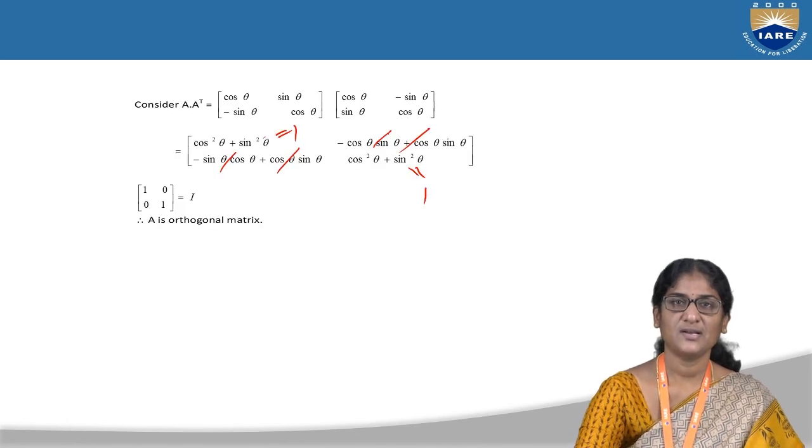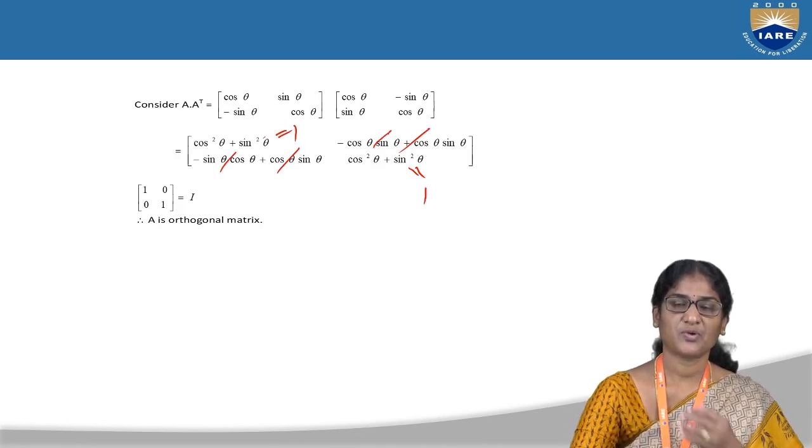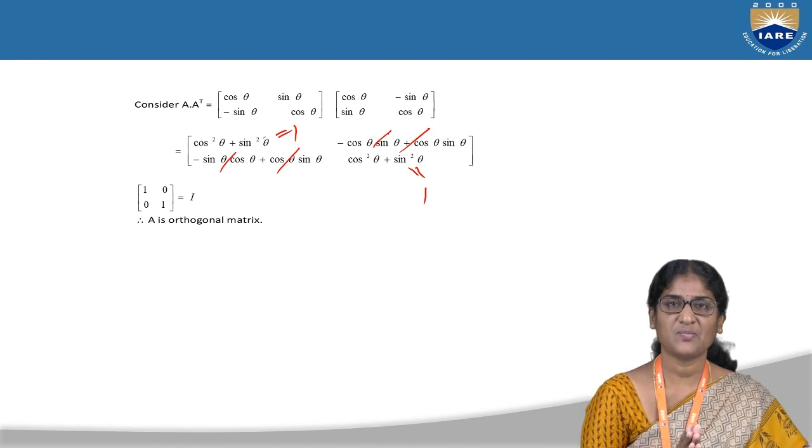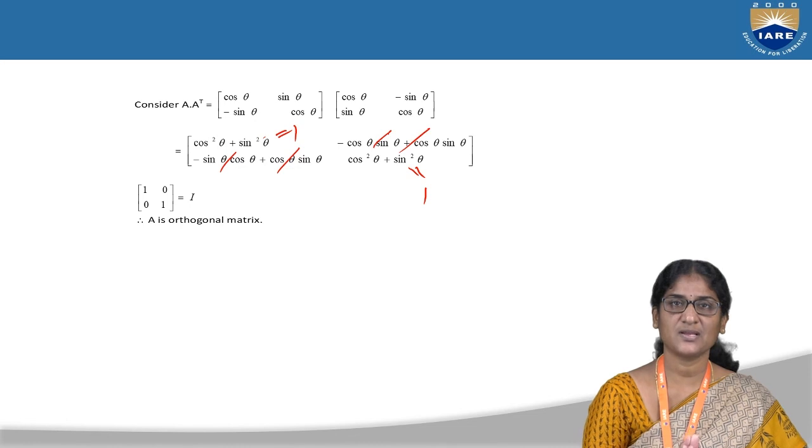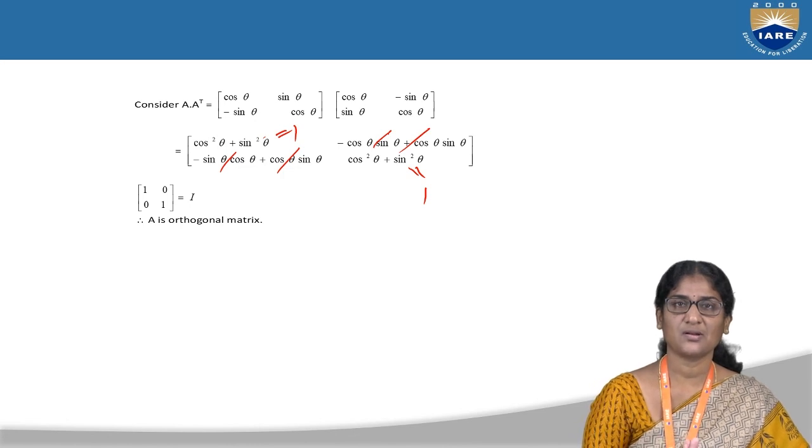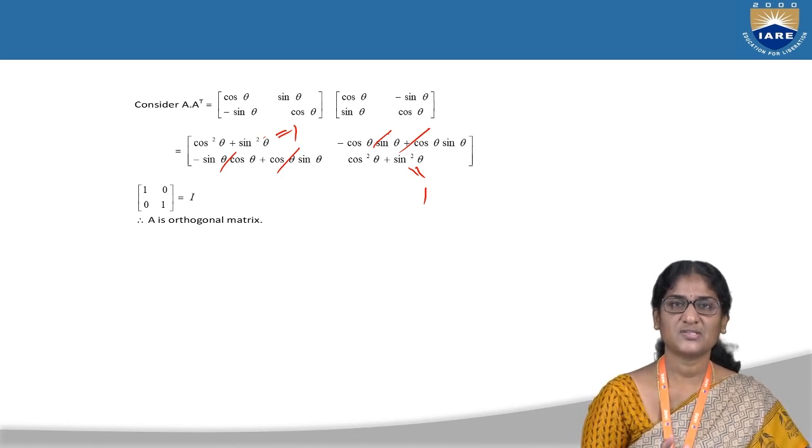So we have learned the properties of real matrices, that is, when a square matrix is said to be symmetric and when a square matrix is said to be skew symmetric, and the properties of complex matrices, when a matrix is said to be Hermitian and when a matrix is said to be skew-Hermitian, and one more property, that is the orthogonal property. So we'll continue with the same topic in the next class, and thank you.